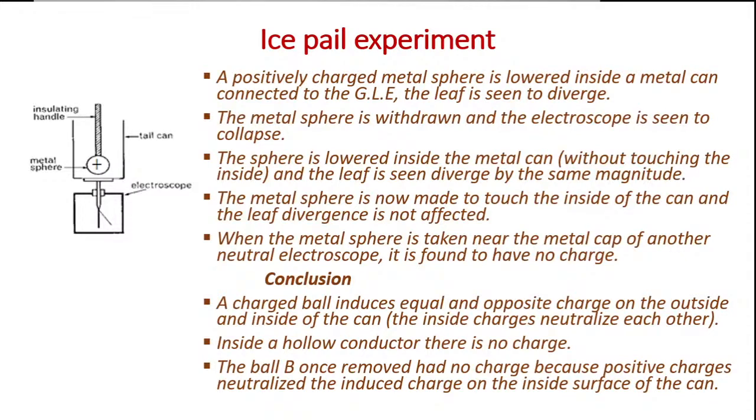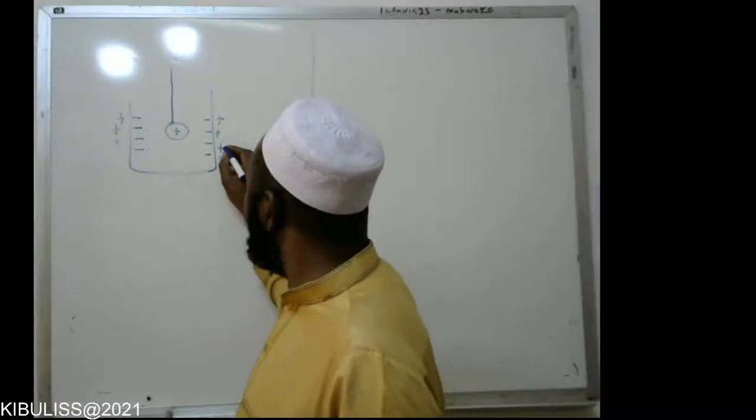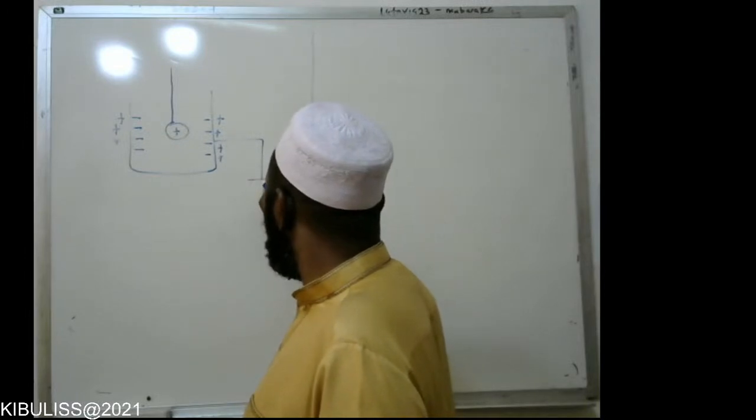Conclusion. A charged ball, this is what we said the other time, induces equal and opposite charge on the inside of the can. And how does that one arise? If this is the ball, positively charged, this one is going to induce a negative charge here. But the negative charge produced here will induce a positive charge here. So once this surface is connected to a gold leaf electroscope, the leaf will diverge.